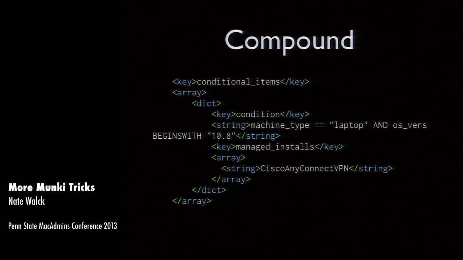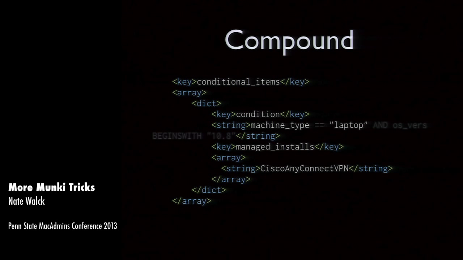So let's get a little bit more fancy. We'll do some compounds. If it's a laptop and it's 10.8, we'll give it Cisco AnyConnect VPN. So this makes sure that only machines that need Cisco AnyConnect VPN will get it. In this case, the production environment is you only have 10.6 machines and 10.8 machines. 10.6 machines would have the VPN client, the old one, and 10.8 machines would have AnyConnect VPN, the new one. So you would want to make sure that everyone has the proper version.